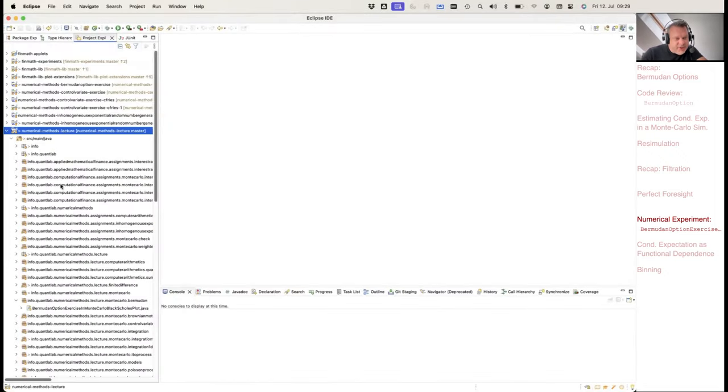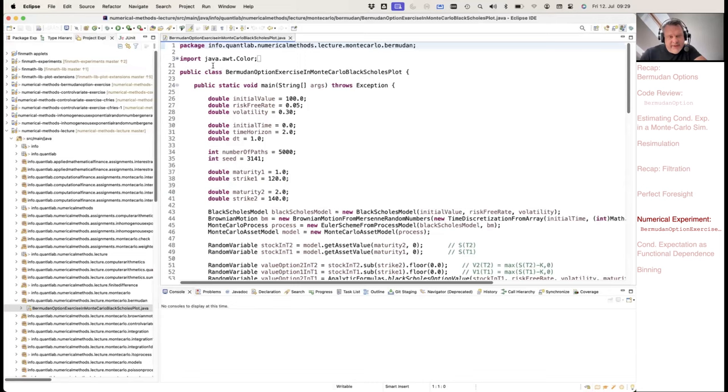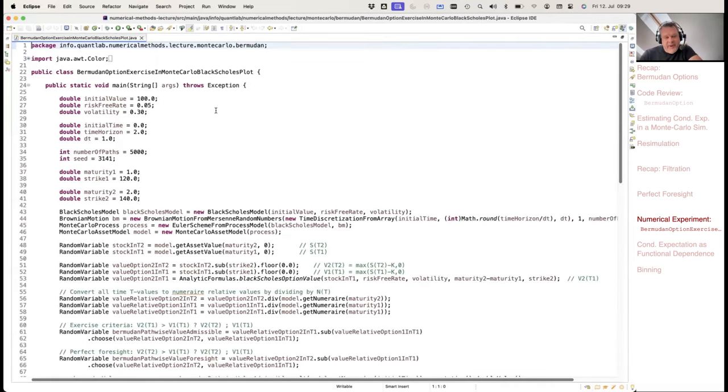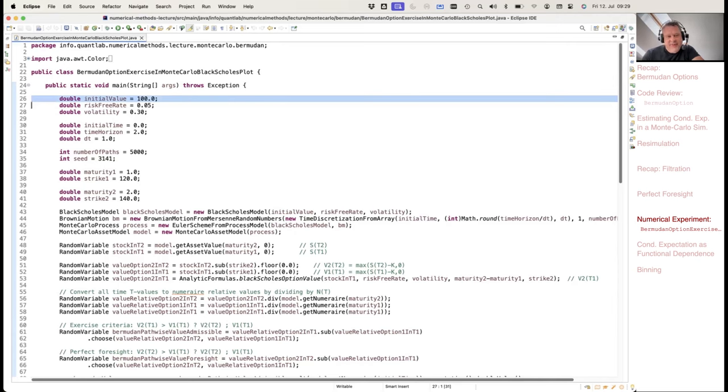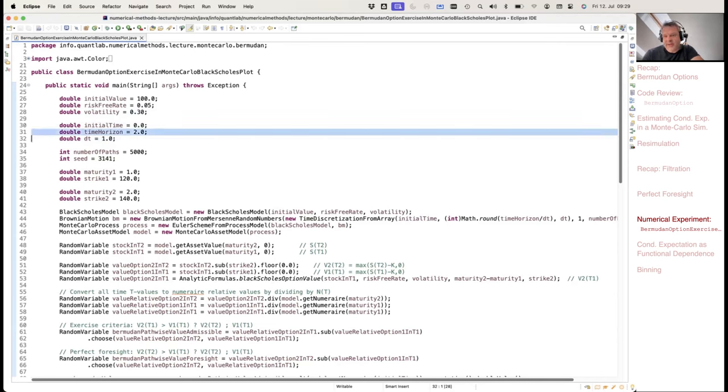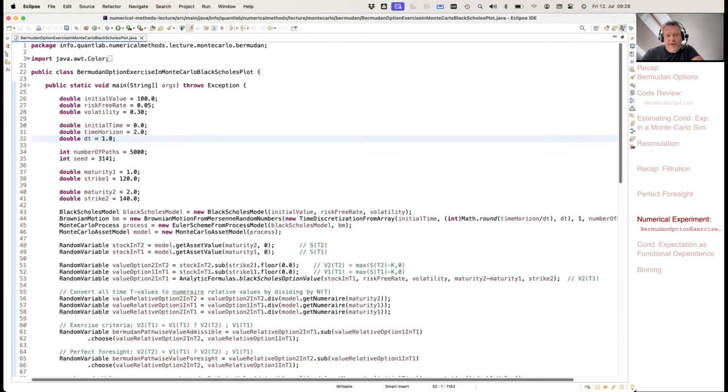So let's move to our lecture repository, to Monte Carlo Bermudan, and we find this little program that looks at a Bermudan option with two exercise states, T1 and T2, under a Black-Scholes model. For my model, I have some model parameters. The initial value of the stock at T0 is 100, the risk-free rate r is 5%, volatility is 30%. Initial time is 0, my time horizon is 2, and my time step is 1. So I have one exercise state at T1 equals 1 and one at T2 equals 2. The number of Monte Carlo sample paths is just 5,000 because I would like to plot something, and then the seed of the random number generator.